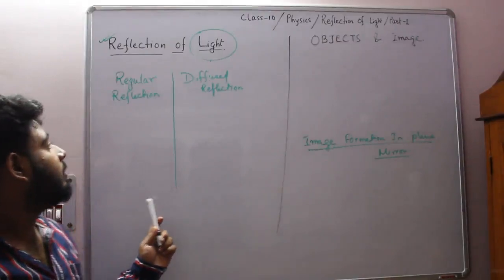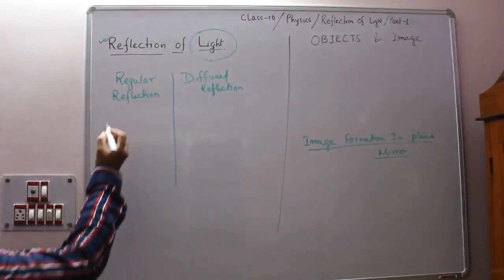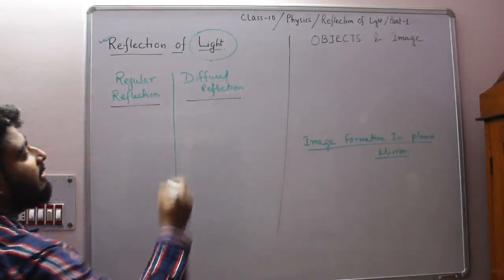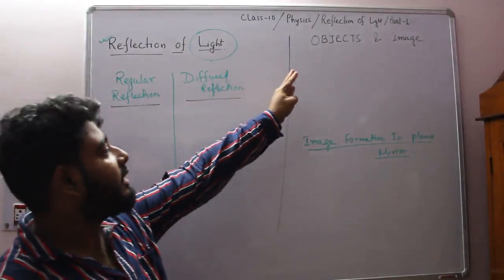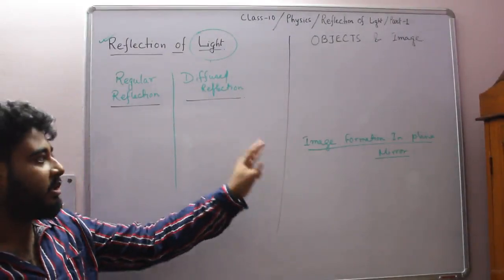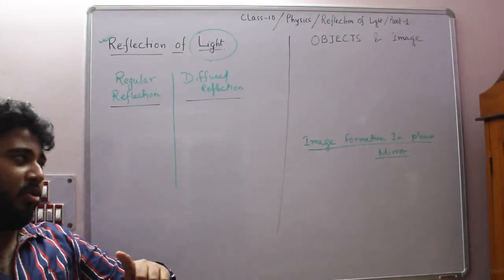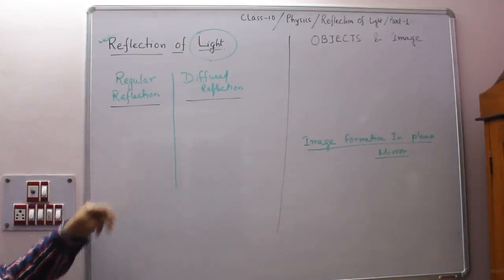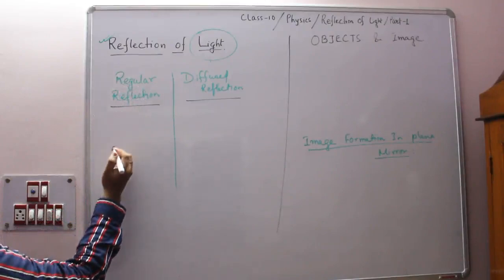Okay. So in the next part, we will be discussing regular reflection and diffuse reflection. Then objects and image, and image formation. Three parts we will do. Are you getting bored? Please don't. Okay. So what is regular reflection?